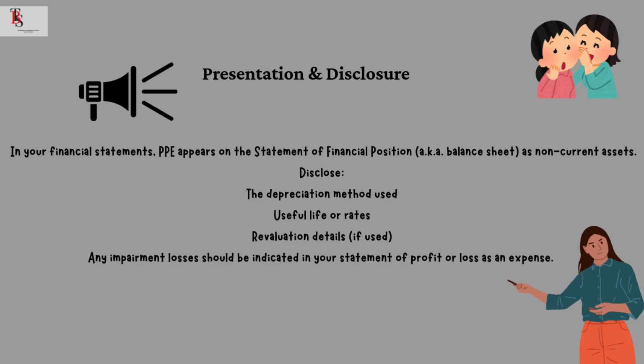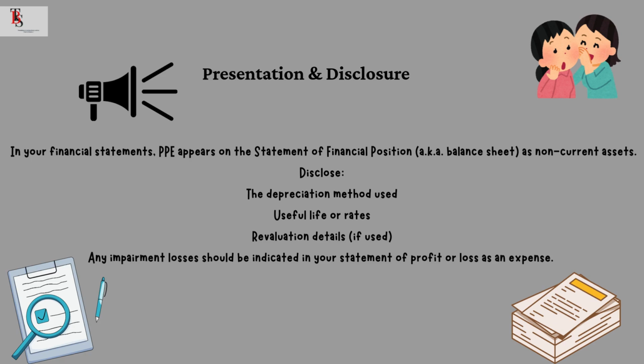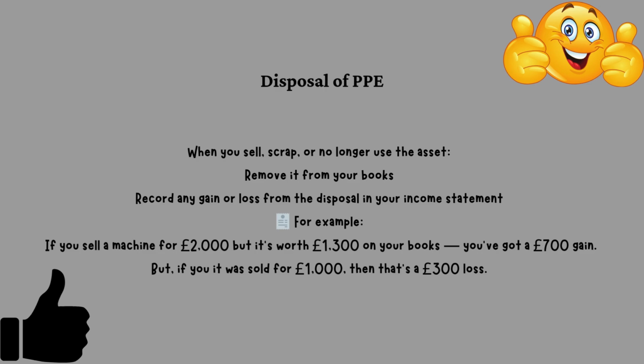The losses and depreciation go to your statement of profit or loss as an expense. This further reduces the carrying amount of the assets in the statement of financial position. When you get rid of an asset, maybe you sell it, scrap it, or just stop using it, you've got to take it off your records.